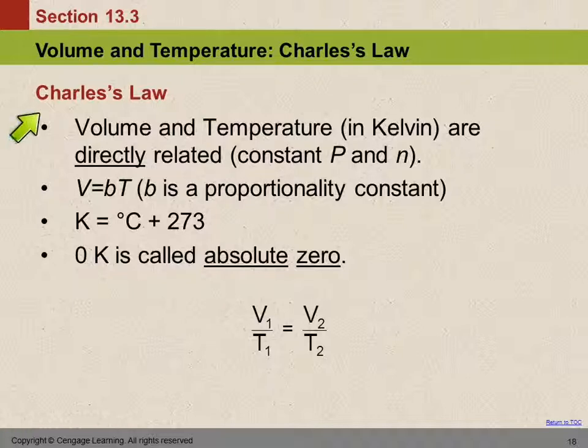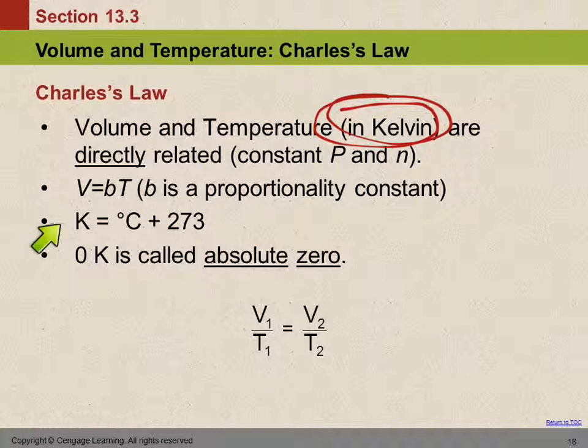So what Charles' law tells us is that volume and temperature are directly proportional. They're directly related. If one increases, the other increases. But what's really important is that we have to use the Kelvin temperature scale. This is the only quantity where the unit has to be a certain one. It will not work with degrees Celsius. Because when we use Kelvin, the equation for our line is volume equals B, the slope, times the temperature. And there's no plus anything.